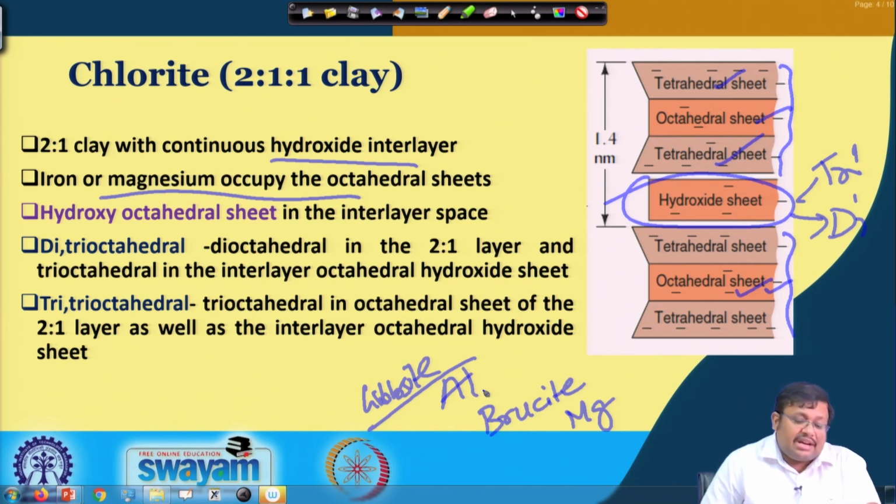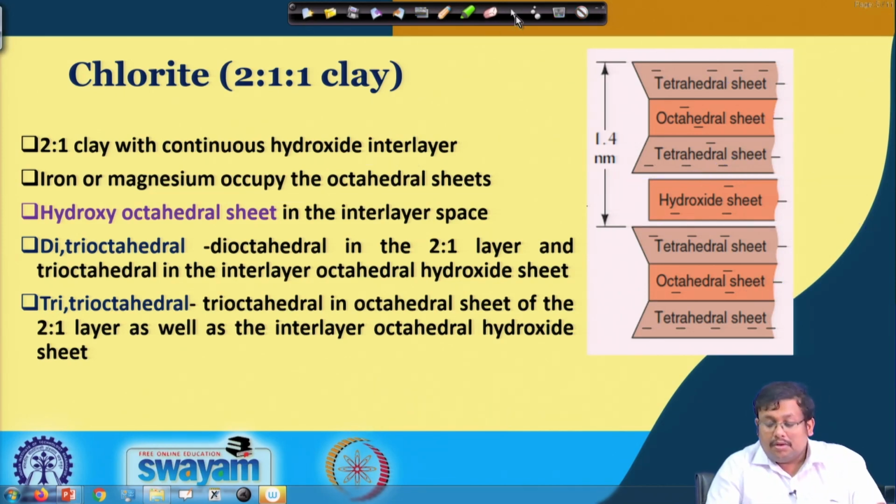However, in the case of ditrioctahedral, the interlayer space will be dominated by trioctahedral hydroxides like brucite. However, in the 2:1 type of layer, the octahedral layer will be dioctahedral, that means dominated by aluminum. So, I hope now it is clear to you.